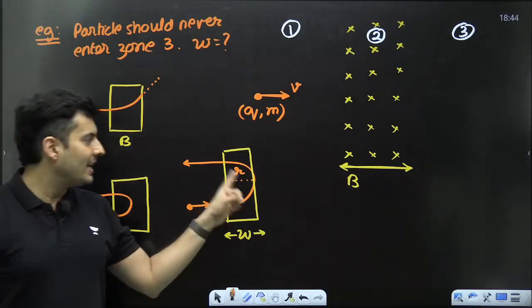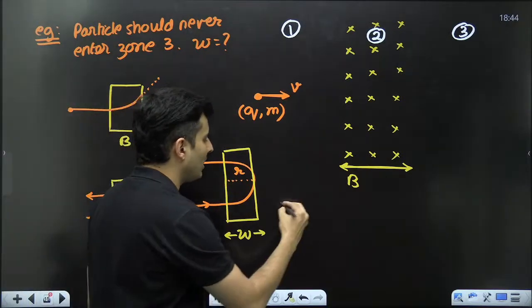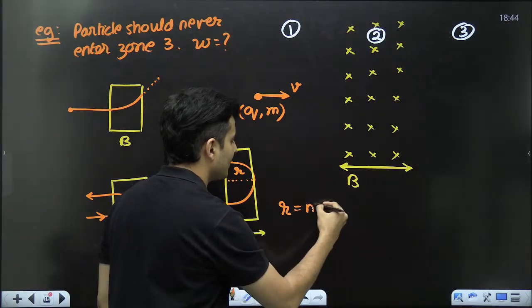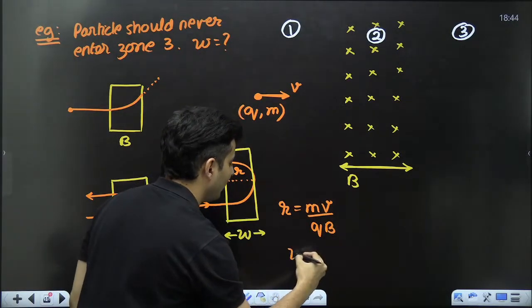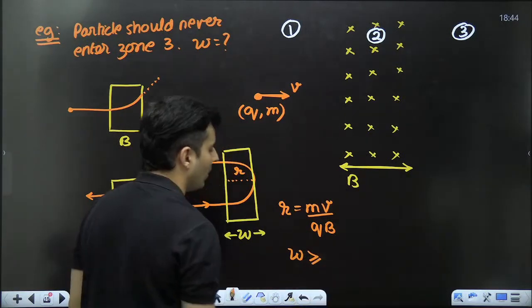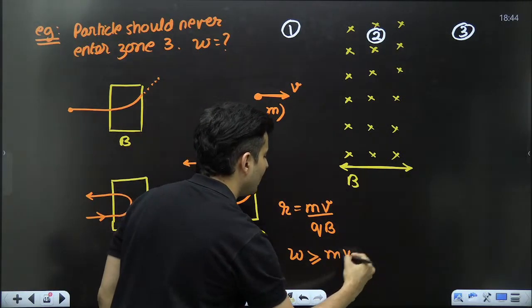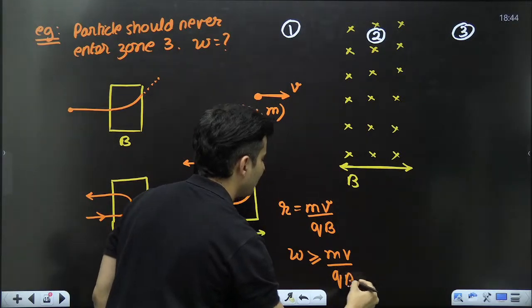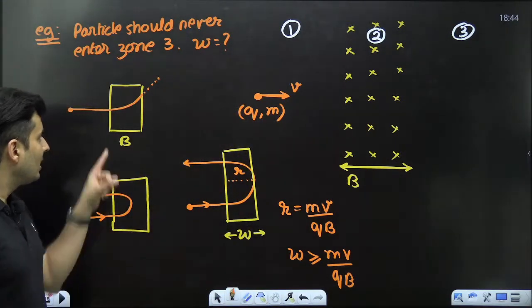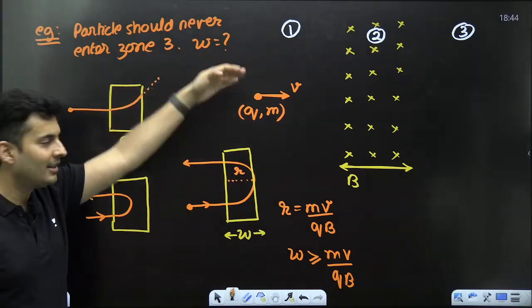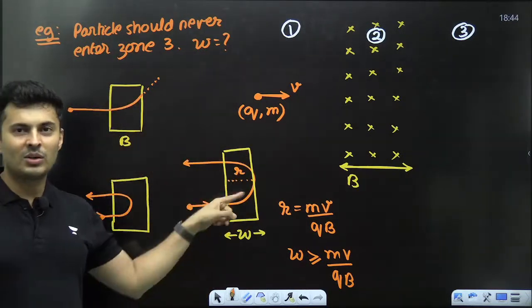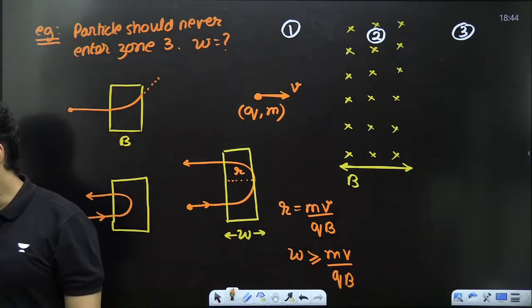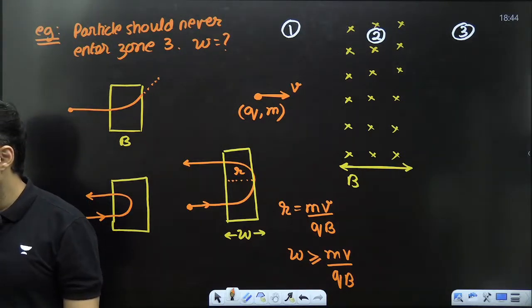And what is that radius? We already know the formula for the radius. Radius is nothing but mv by qB. So therefore the width must be more than or equal to mv by qB. If it is more than, it's safe. If it is less than, it will go to the other side. If it is exactly equal to, it will just graze through it and come back. Is that right? Understood, my dear warriors?